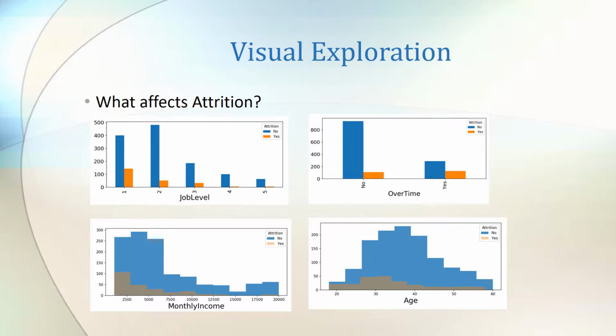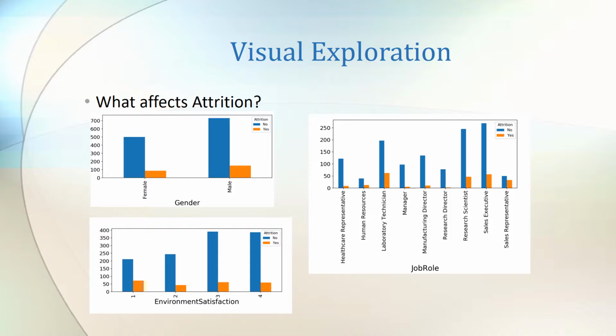Now although job level is not ranked, if we plot job level against monthly income, we see that monthly income increases from 1 to 5. So we can safely assume that job level is ranked in the order of 1 to 5. Here are some more variables plotted against attrition.